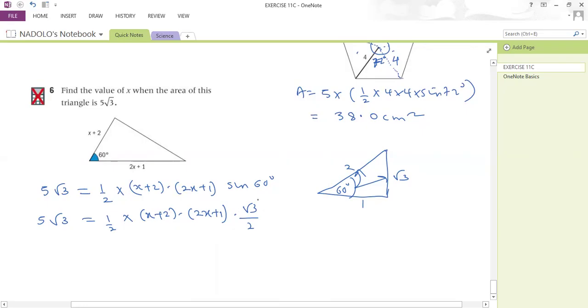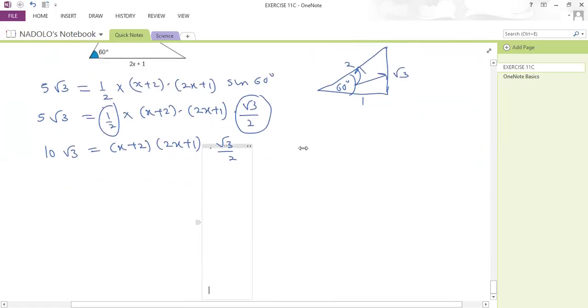So we're going to get rid of root 3 over 2 and half by dividing both sides by that. Let's start with half, so we'll multiply both sides by 2. Our left-hand side will be 2 times 5 times root 3, which is 10 root 3. And then I can write what is on the right-hand side. Then we are going to divide both sides by root 3 over 2, which is the same as multiplying both sides by 2 over root 3.